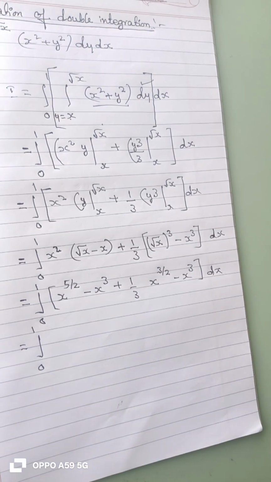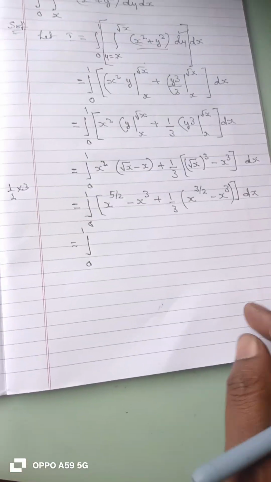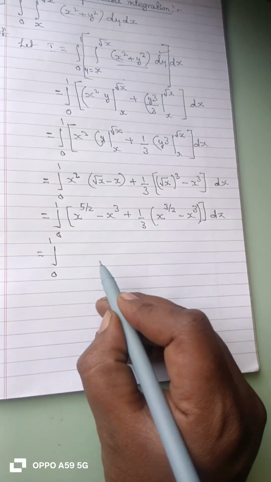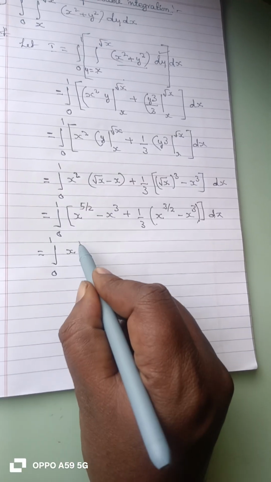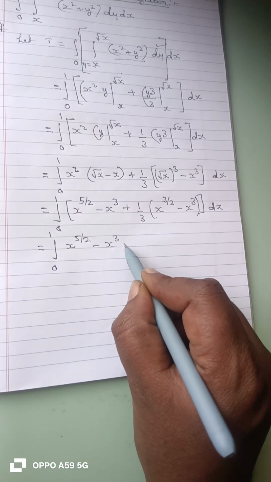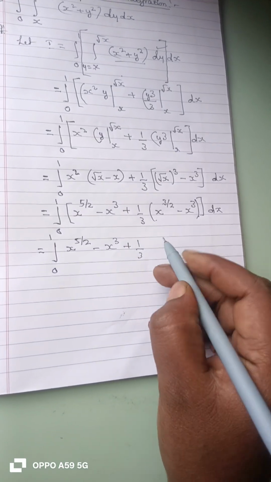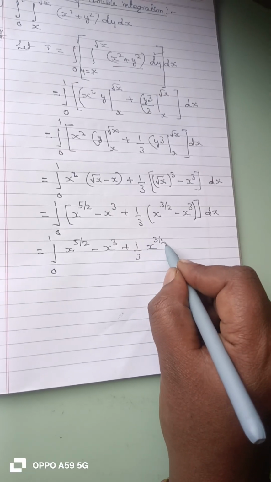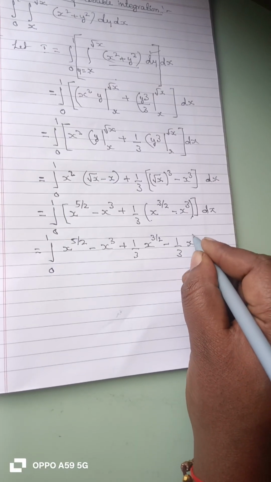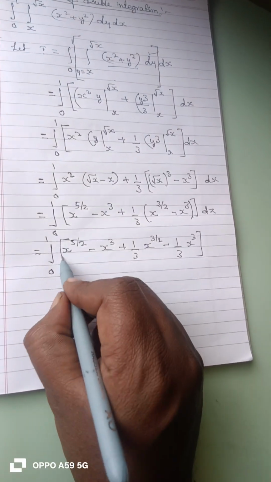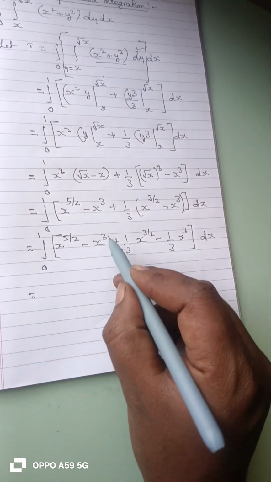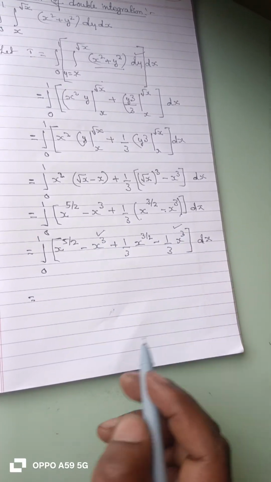Now this is equal to the integral from 0 to 1. So here put the bracket. Now this is x to the power of 5 by 2 minus x cube plus 1 by 3 x to the power of 3 by 2 minus 1 by 3 x to the power of 3, dx. You can observe both are like terms.